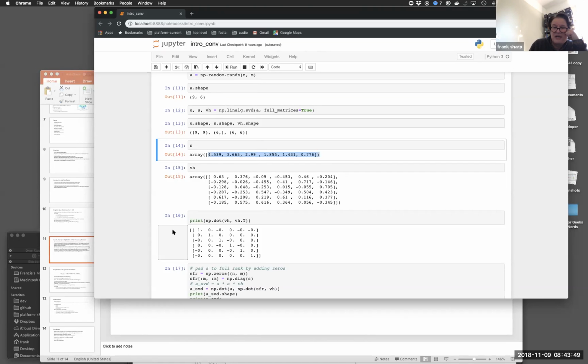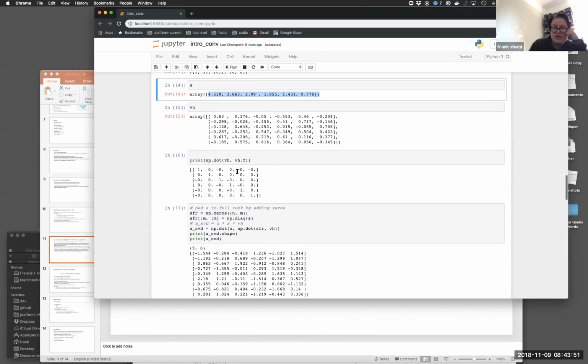VH holds the right-hand side singular vectors, and it looks like that. I've done something that shows that if you take VH and its transpose and multiply them together, you get the identity matrix. These minus zeros are a very, very small negative number, but for the most part, it's the identity matrix.